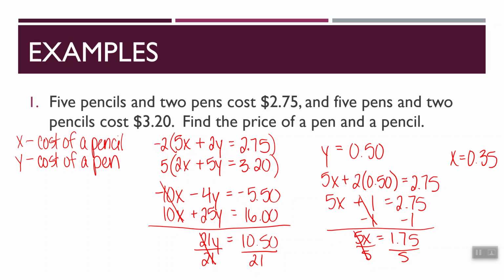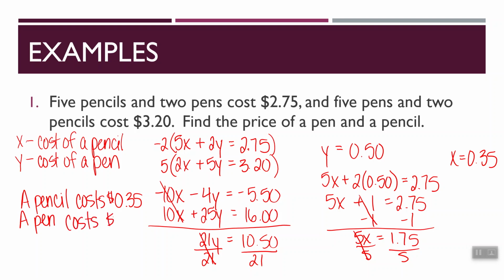We want to make sure we go back and answer the question always. We don't just leave our answer as x equals and y equals. So a pencil, that's the x, costs 35 cents, and a pen costs 50 cents.